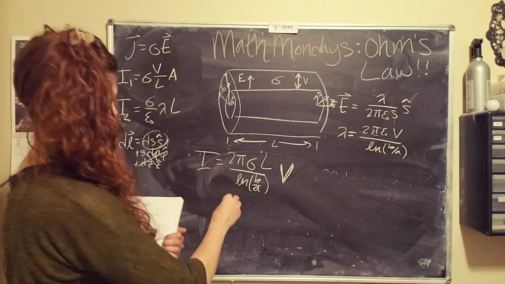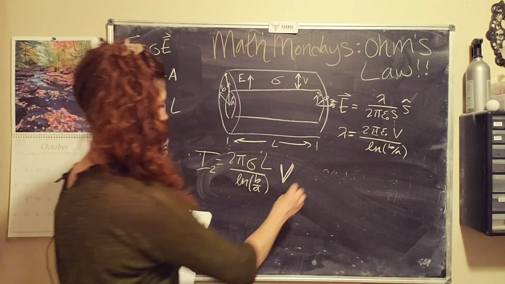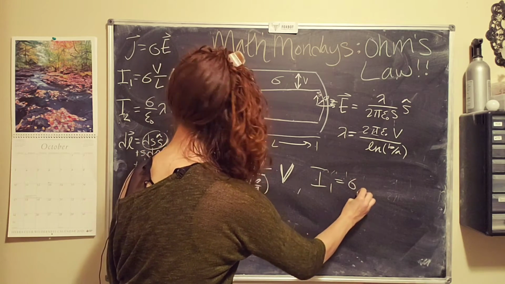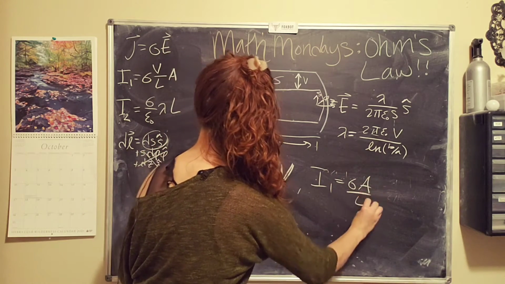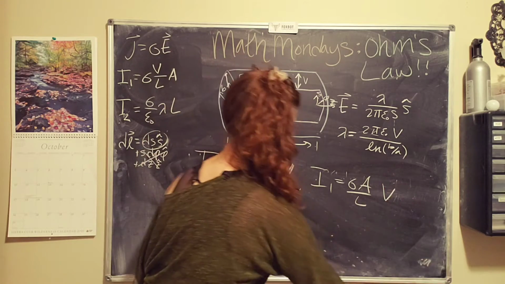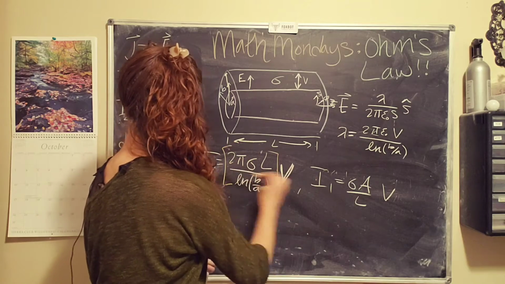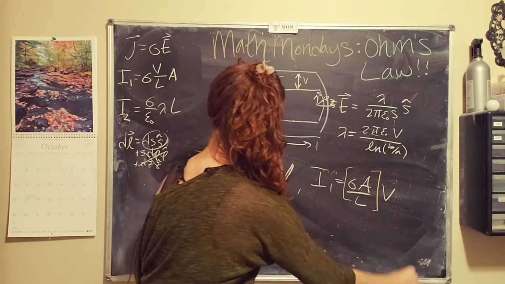Okay, so now this is I2, and we have I1 equals sigma. I'm going to rewrite it, and we'll see why in a sec. Okay, and so now I'm going to bring back my colors.